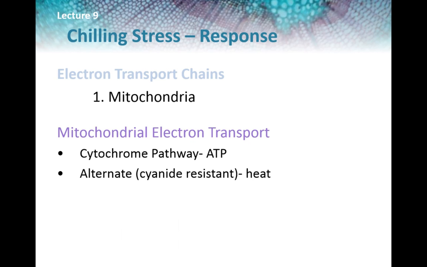Scientists generally agree that chilling stress can increase activated oxygen, with electron transport chains contributing. Mitochondria and chloroplasts contain two of the key pathways where oxygen can be reduced. In mitochondrial electron transport, the pathways are the cytochrome pathway, which produces ATP, and the alternate cyanide-resistant pathway, which produces heat.